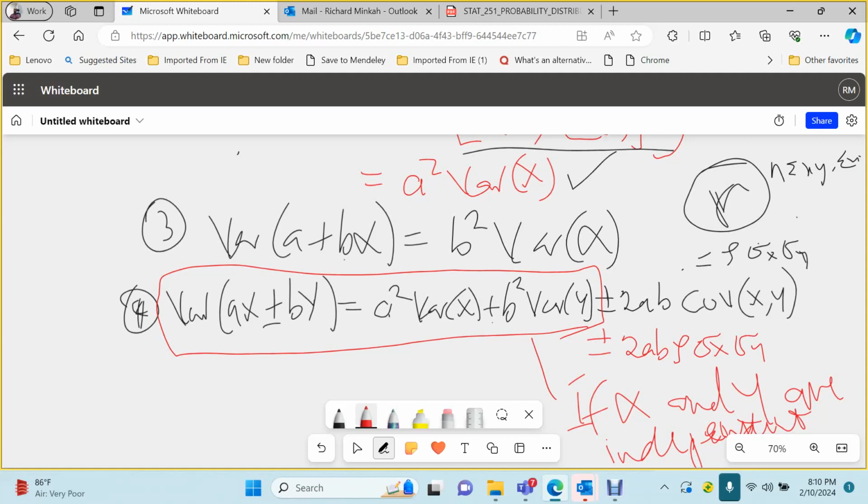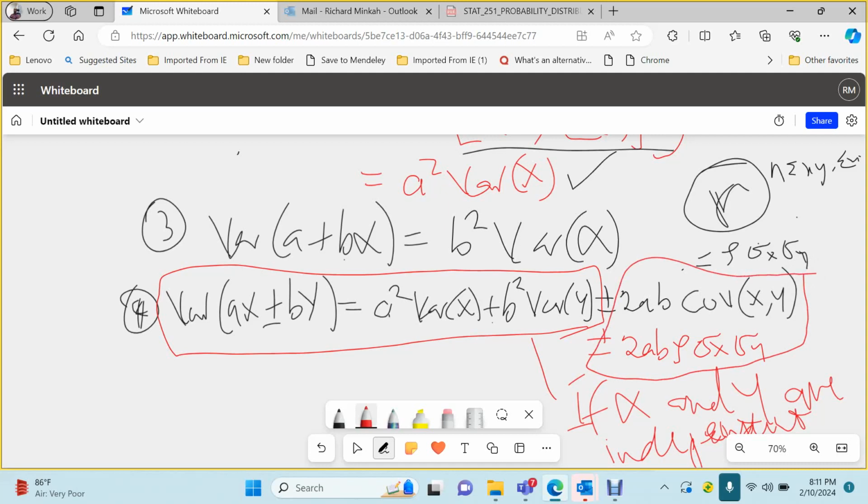Please, I have two variables. They are independent. They are not related, right? If they are not related, what is the covariance or what is the correlation? The correlation is zero. Yes. So this whole part will not be there. This part will not be there if x and y are independent.